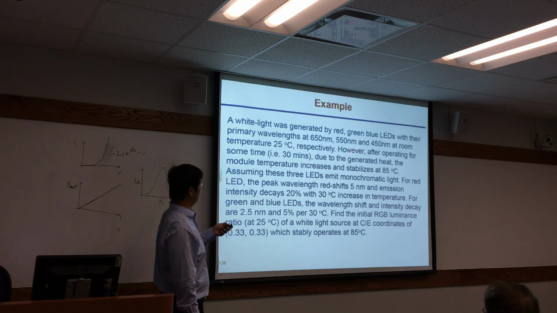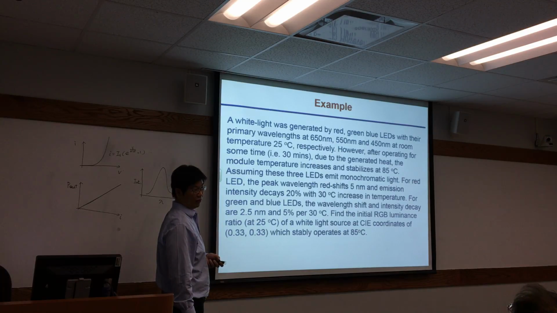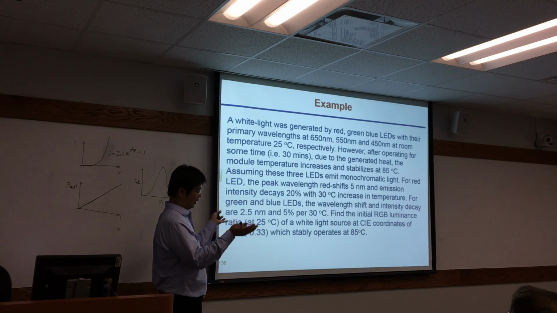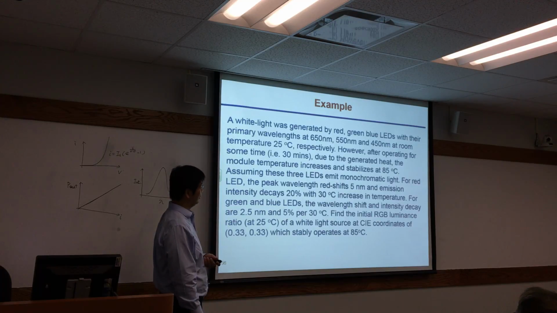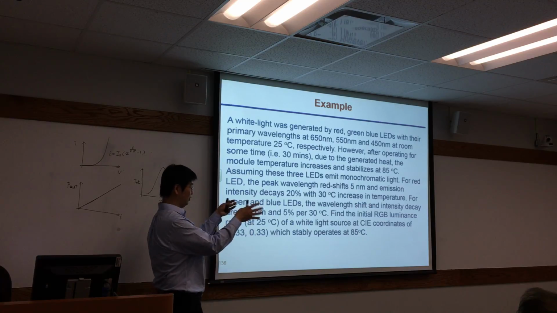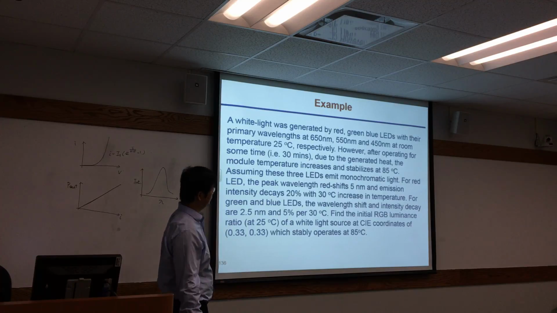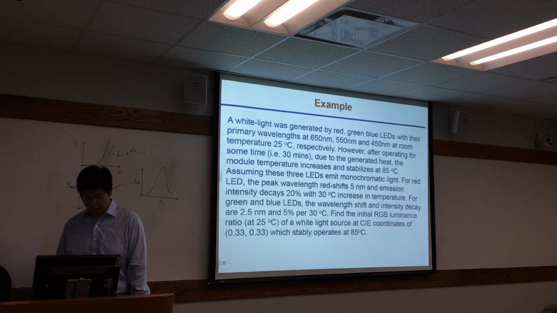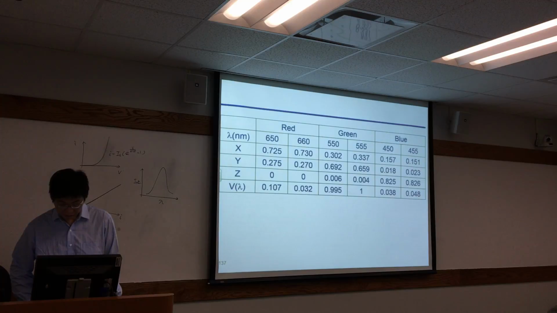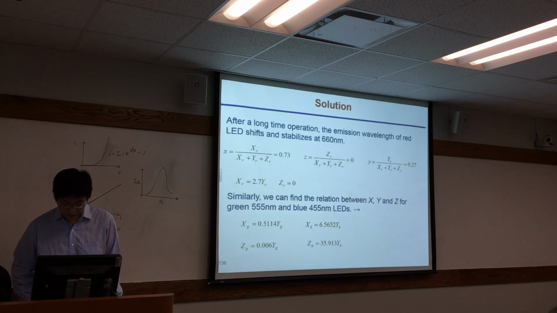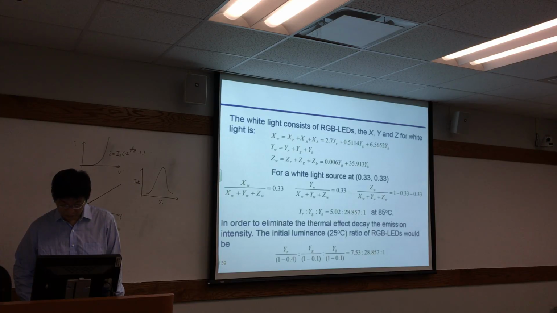an example. For example, right now we have the LED on the LCD. But for the LED, when you turn it on, there's heat accumulation. Once there's heat accumulation, the wavelengths will shift, and also the intensity will decrease. So when you turn it on, you see it's white, but after operating for a while, you will see that it becomes blue. So how to compensate for this? There's an example you can try to follow, to solve this problem.